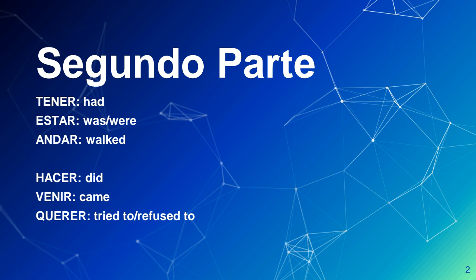So we're going to be looking, like I said, at 6, and we kind of have 2 different groups here. We're going to look at the verbs tener, estar, and andar together, okay? And then we'll look at the verbs hacer, venir, and querer after that. And I want to talk about some of the different meaning changes when we use the pretérito in the past tense. So tener just means had.